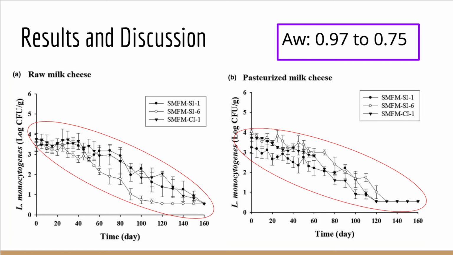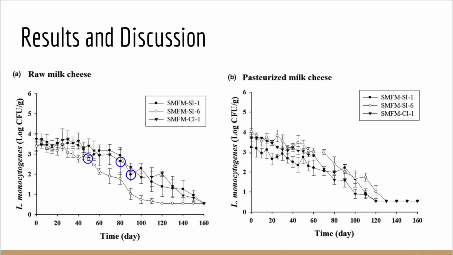Likewise, the water activity also decreased for the raw milk and pasteurized milk cheeses from about 0.97 in the beginning of the ripening process to about 0.75 in the end. When the comparison of the cell count on the day of sampling to the initial cell count became statistically different, it was judged as the first significant reduction.